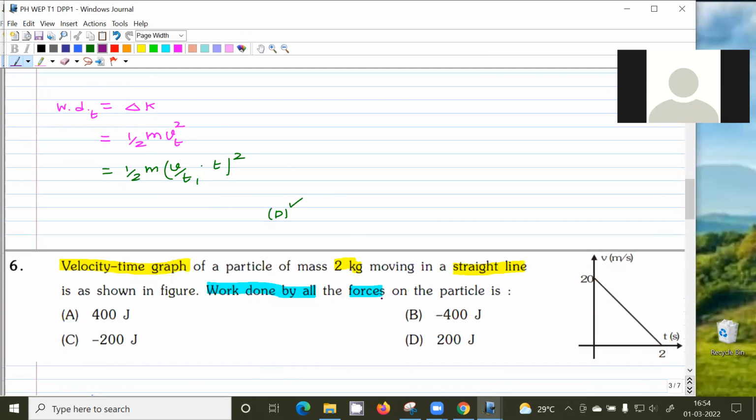Okay, this one, a velocity-time graph. A particle of mass 2 kg moving in a straight line is shown in the figure. Work done by all the forces. Where, sir? Here, this is the graph, velocity versus time. So, work done by all forces.